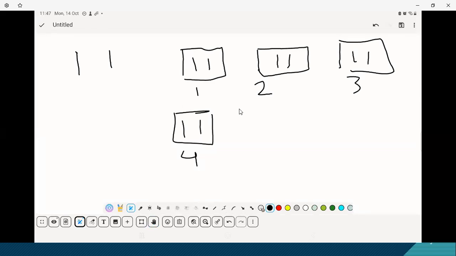Now, how many hands in total do four children have? That will be the simple addition of 2 plus 2 plus 2 plus 2. That will be 4 times. It means we can write 4 multiplied by 2. This is a very important statement to understand.